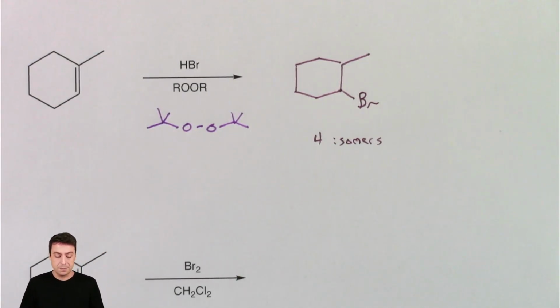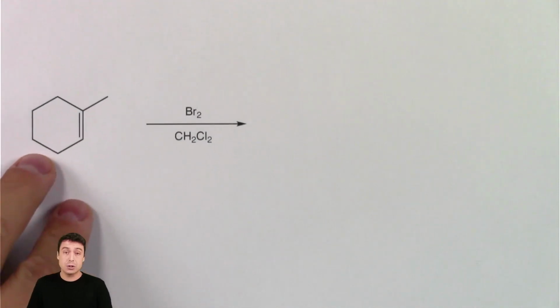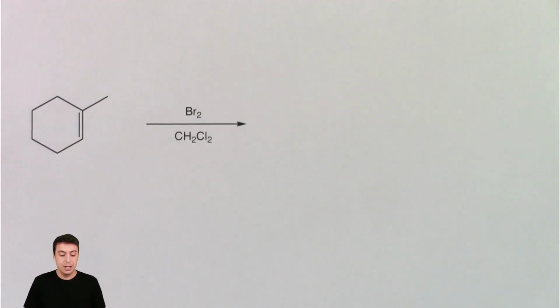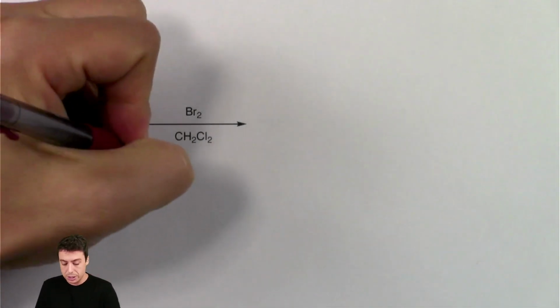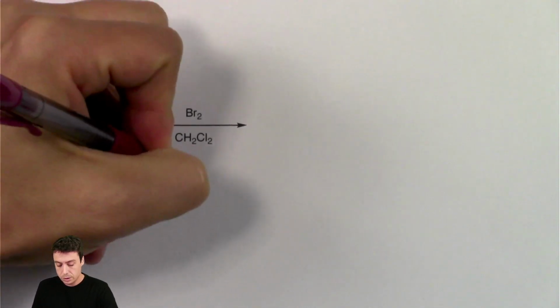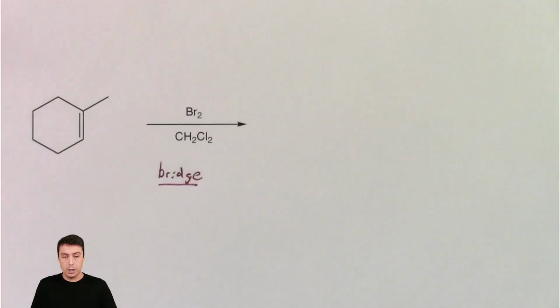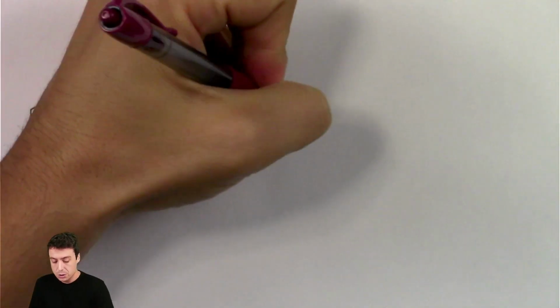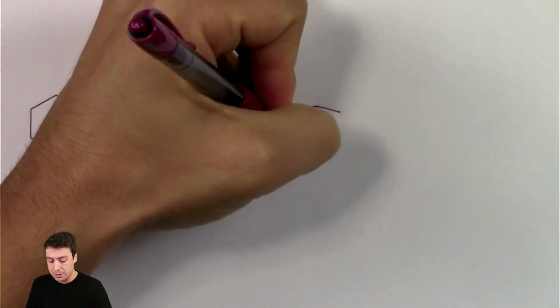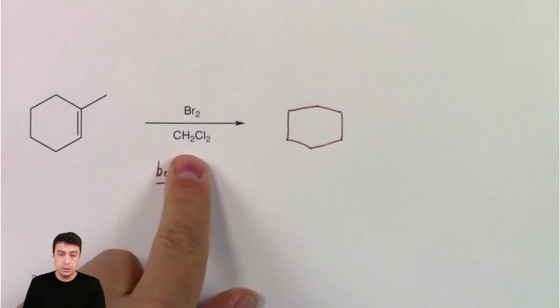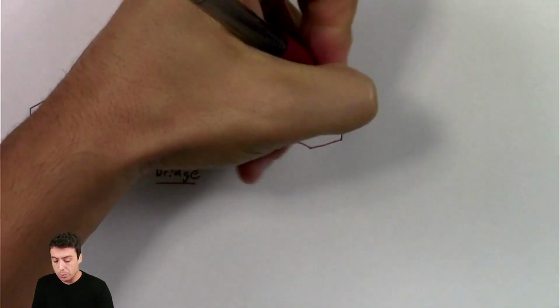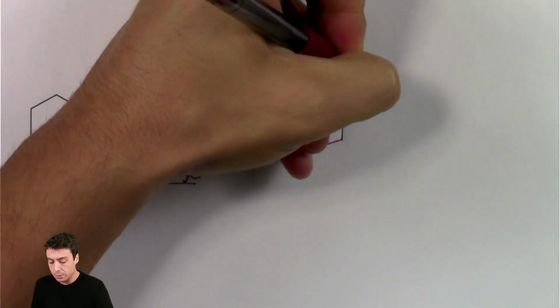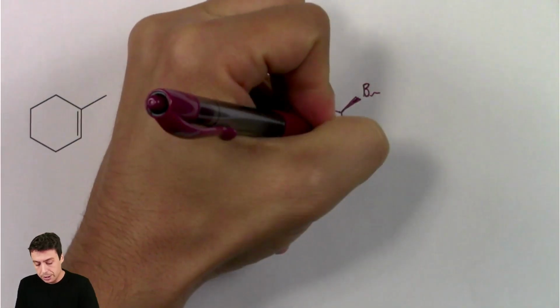All 4 options there. What about Br2 with some inert solvent like CH2Cl2? And again, this could be Cl2 or I2 above the arrow. So remember, this is our bridged intermediate, where when we have the bridge, we attack the bridge and we get that anti-addition. So with Br2 and some inert solvent like CH2Cl2 or CCl4, what we get is 1 bromine on one face and 1 bromine on the other face.